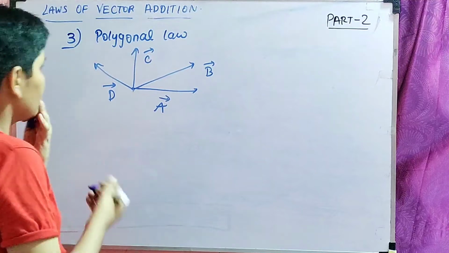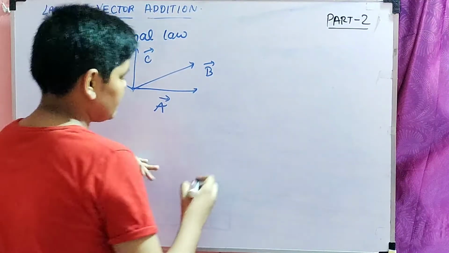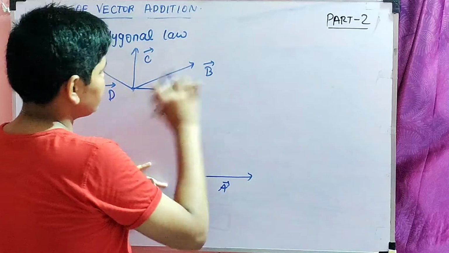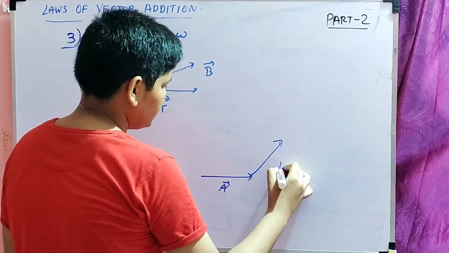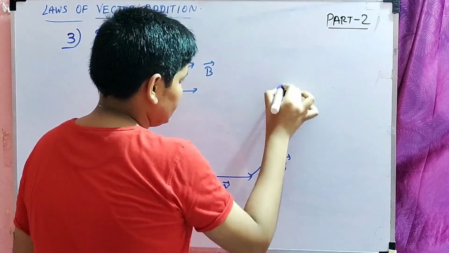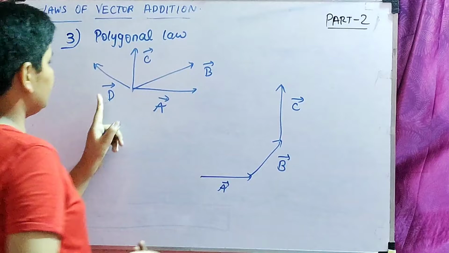That is allowed. If we are taking the polygonal law, let us arrange them as a bar and then b bar like this. You take the b bar like this. C bar is like this. We parallel shift the c bar like this. And then d bar is like this.